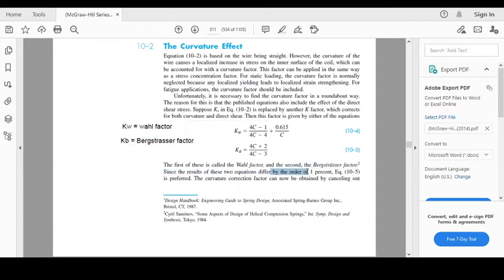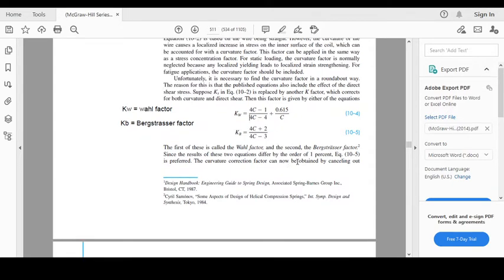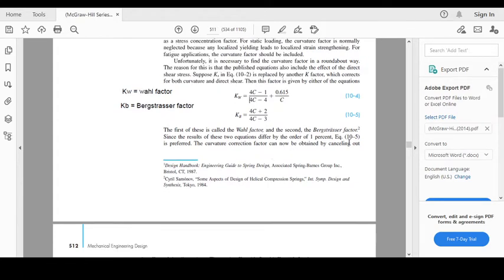You can see the equations here. KW, the wall factor, is (4C minus 1) over (4C minus 4) plus 0.615 over C, where C is the spring index. Or the Bergsträsser factor, KB, is (4C plus 2) over (4C minus 3). The equations differ in the order of only 1%.